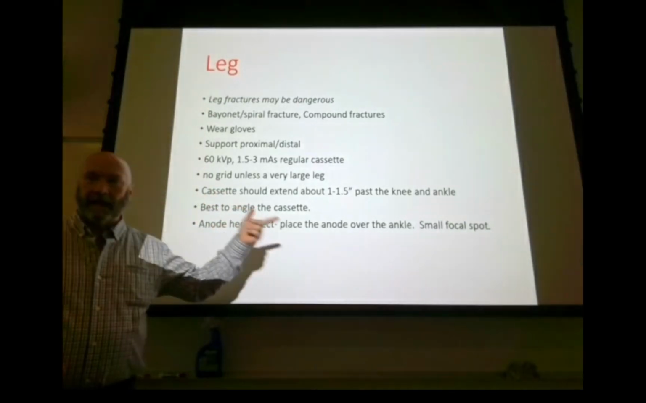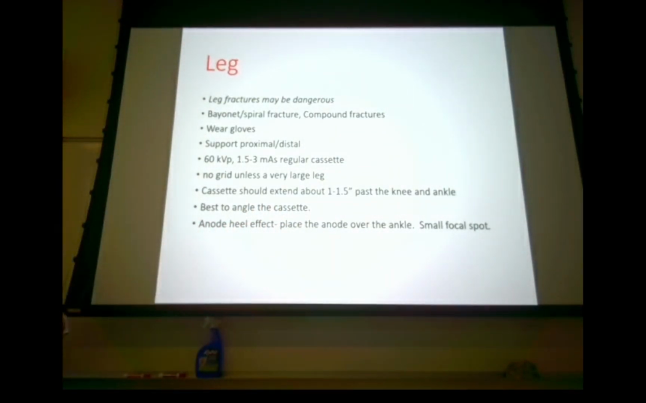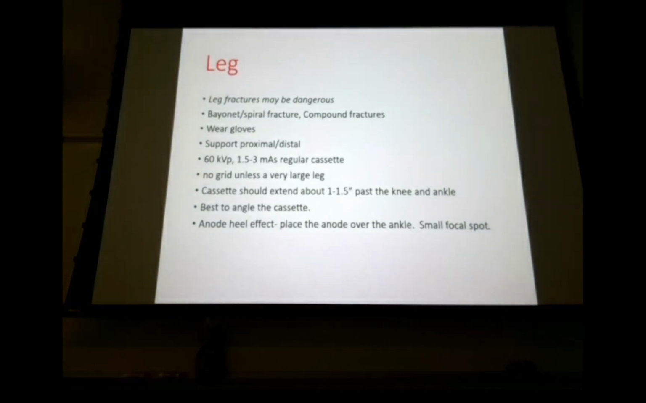You can use the anode heel effect also on the calcaneus and the foot as well. Remembering always to put the cathode end over the thicker anatomy. In this case, it would be using the anode heel effect. We put the anode over the ankle.